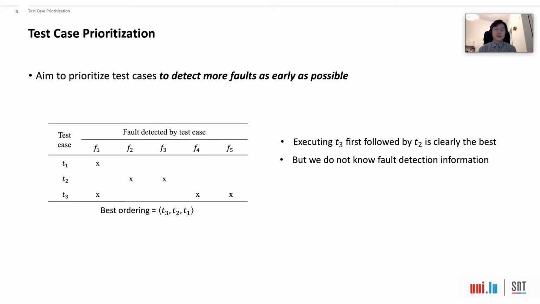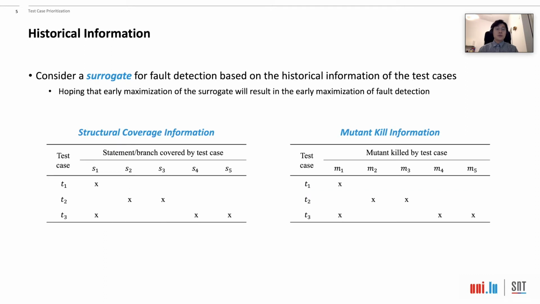But this information is known only after we re-execute all the test cases, and this takes too much time. So the idea is, how about using historical information to detect the faults as early as possible? Yes, we can use a surrogate for the fault detection based on the historical information of the test cases, hoping that the early maximization of the surrogate will result in the early maximization of fault detection.